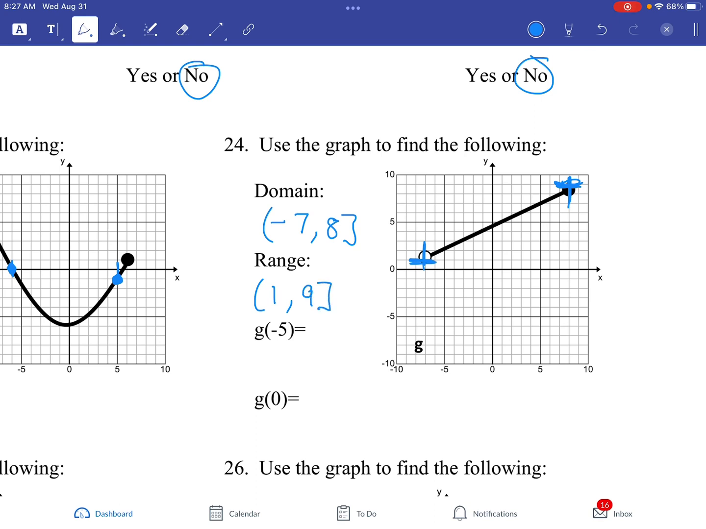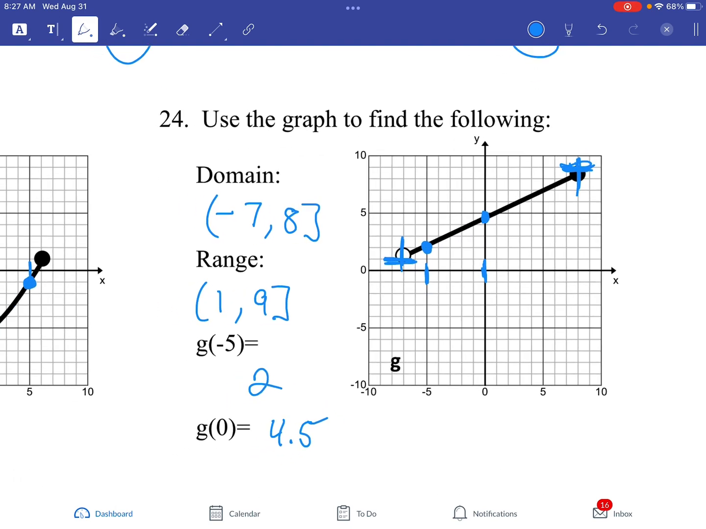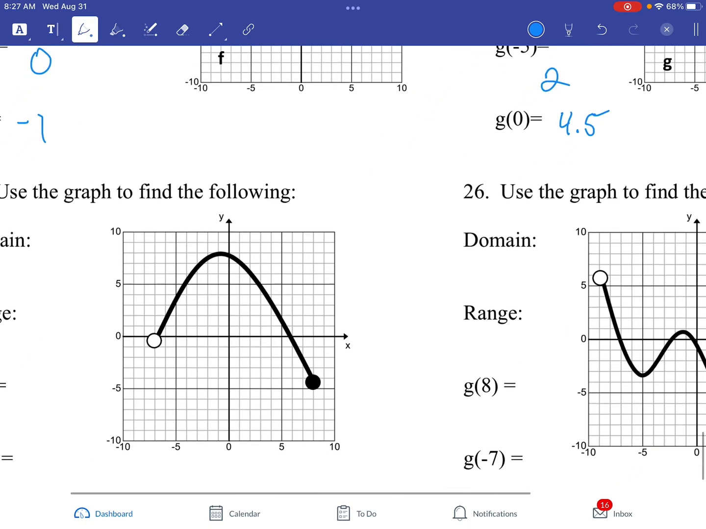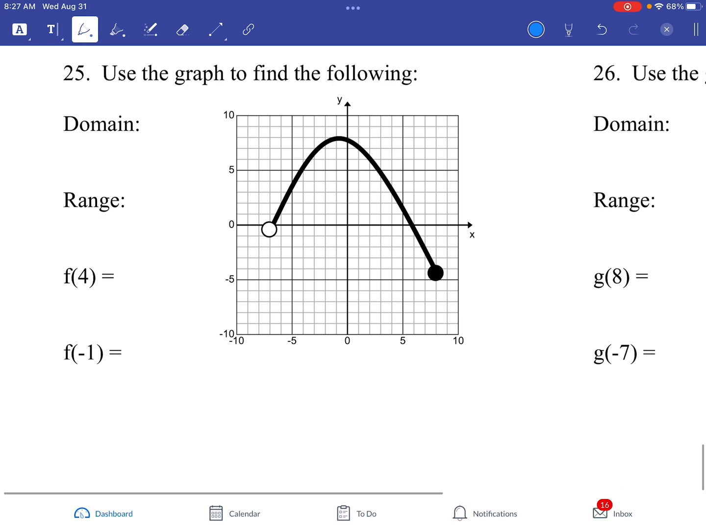G of negative 5. Negative 5 is there on the graph. So we're looking for the graph point for the y value, which is going to be 2. And G at 0, oh, this graph's been moved a little bit. G of 0 is right here. We're looking for this. Just for the sake of argument, I'm going to put 4.5. All right. On the test, the graphs will be a little bit cleaner. This graph got moved because sometimes it's hard to put those lines on these graphs. All right, try another one.